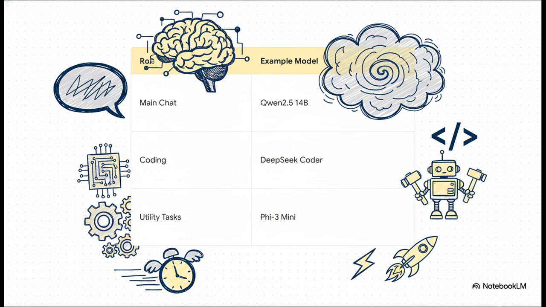So, what does that look like in practice? Well, your team might have a solid 14 billion Qwen model as your go-to for daily chat. Then you'd have a dedicated coding assistant like DeepSeek Coder ready for when you're programming. And for really fast, simple tasks, you could use a tiny little model like Phi 3 Mini. It's a super efficient and crazy powerful way to set things up.